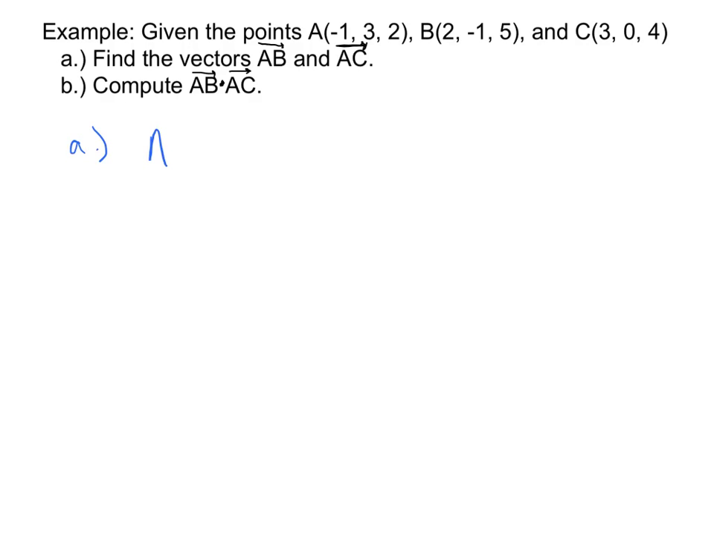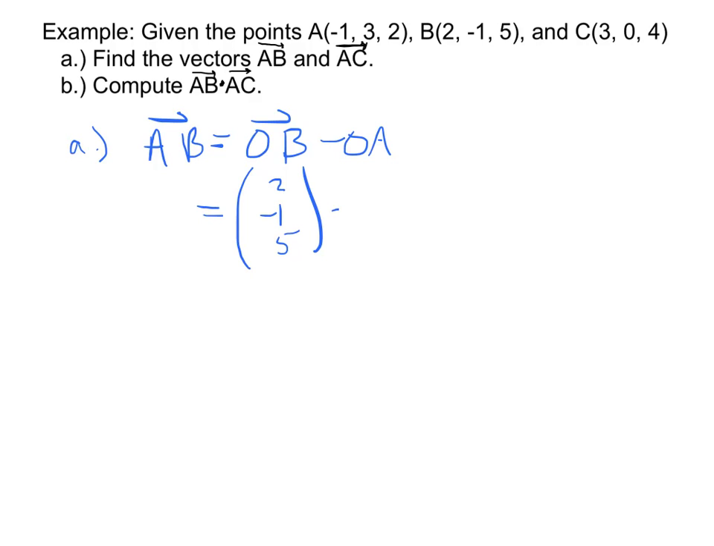So AB, we will find by doing OB minus OA. So first we write the position vector for OB, so that means (2, -1, 5), minus the position vector for OA, which is (-1, 3, 2). And so when I subtract those, I'm going to end up with (3, -4, 3). So that's my first part for A.